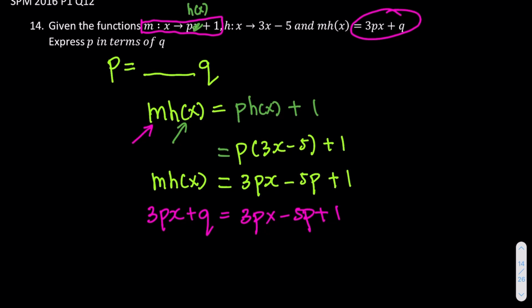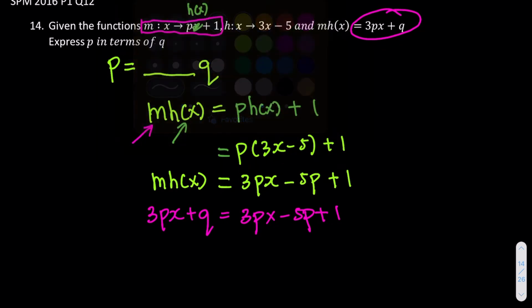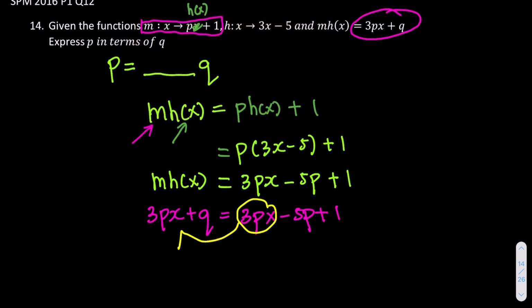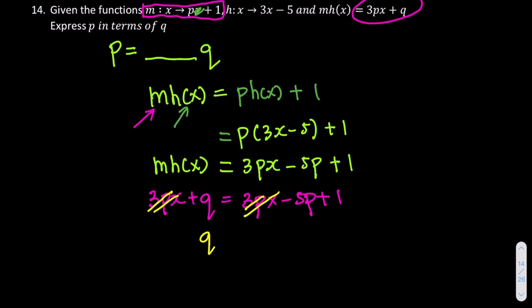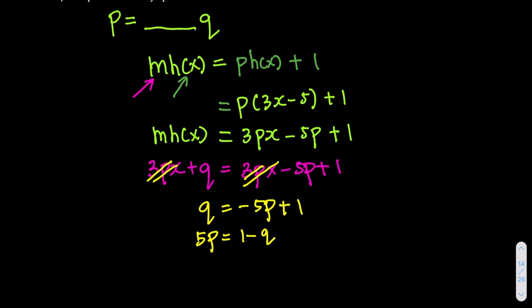If we do the linear algebra, we know that these two terms will cancel off because when we move it to the left hand side, minus 3px, it eventually deletes. So now we are left with only q equal to negative 5p plus 1. But don't forget, eventually they want p as our main subject. So we move the negative 5p to the left hand side, it becomes 5p, and q goes over there, becoming minus q. When it's together, it's a times, so going over there it becomes divide. So we have p equal to 1 minus q over 5.